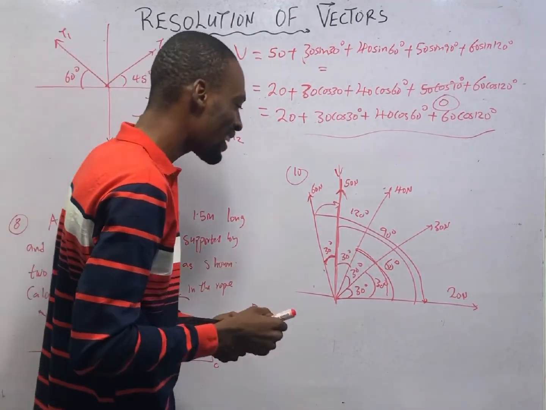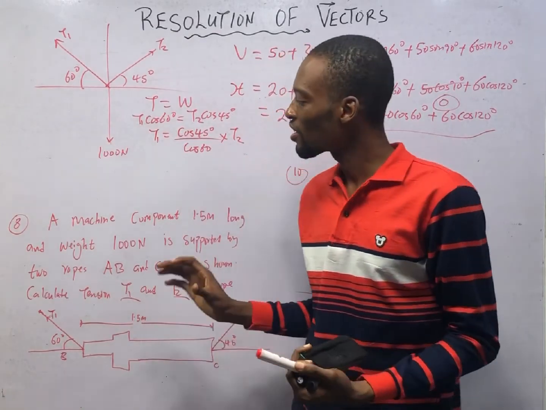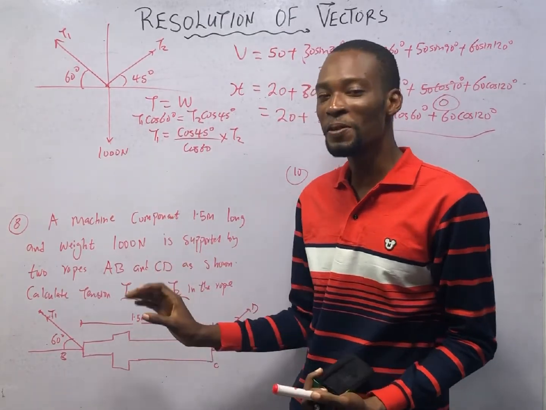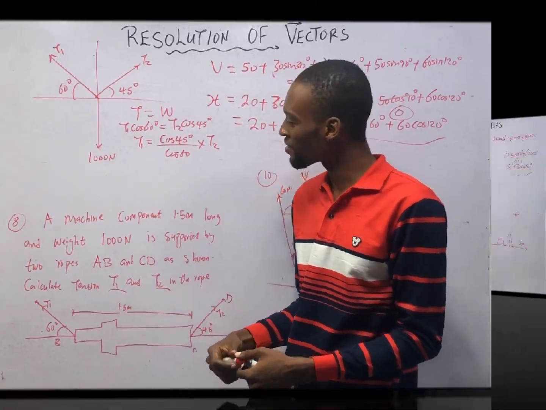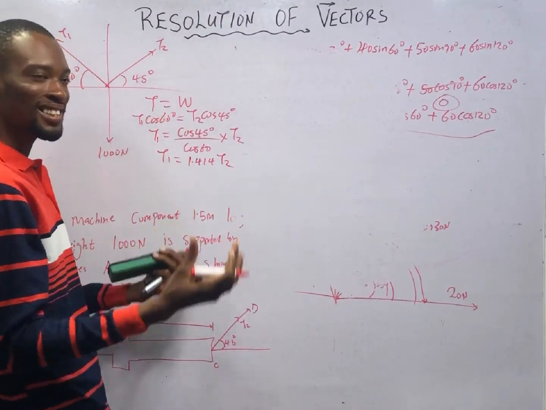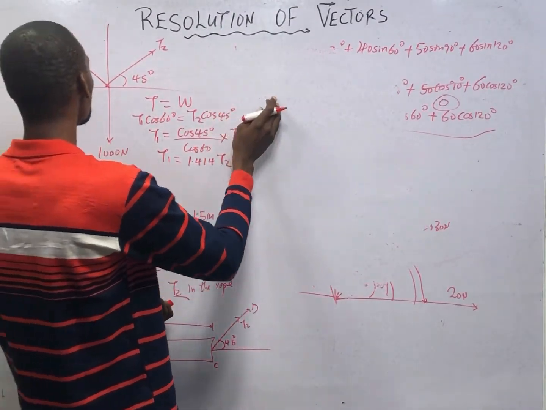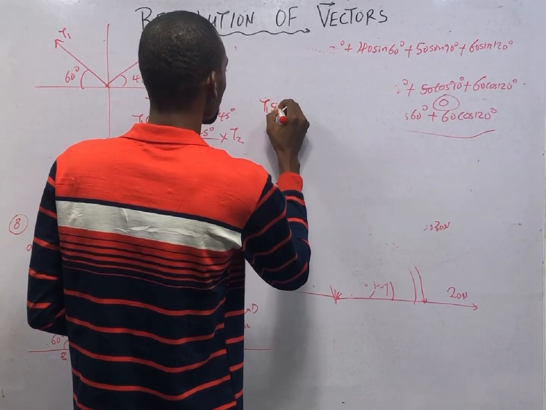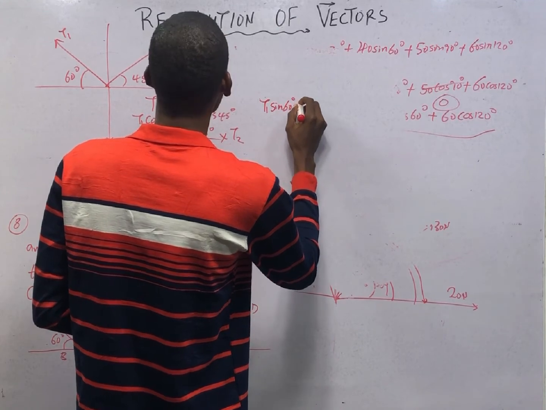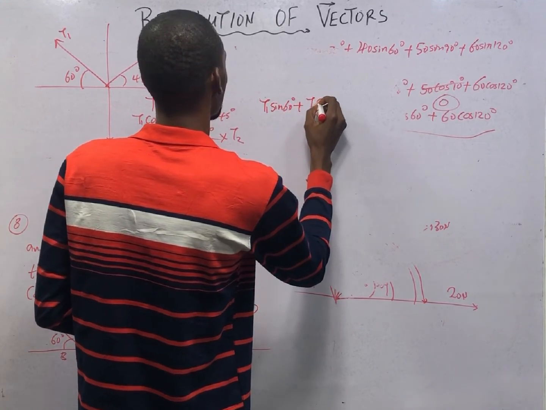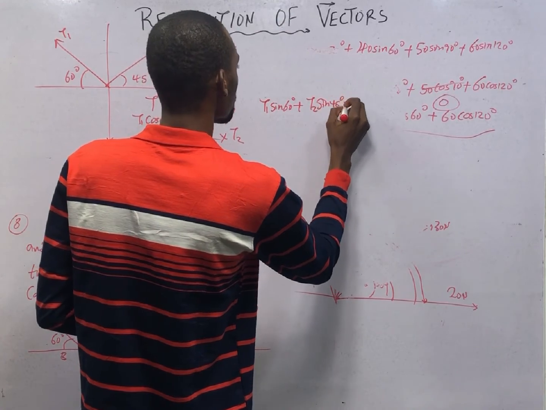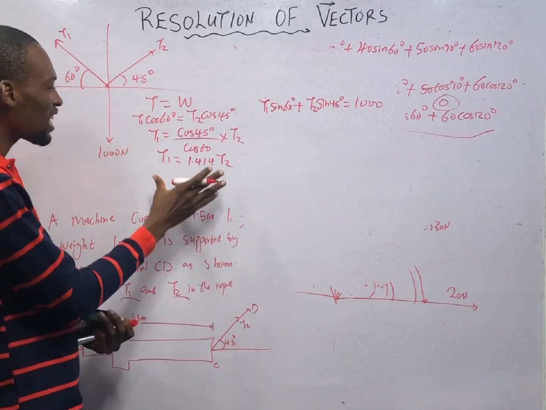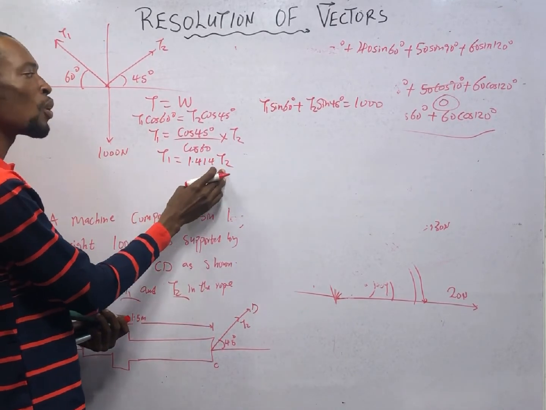And remember, earlier this class, I said I'll be solving questions from simple to advanced questions. So if this part of it is becoming somehow difficult to you, know that it is for advanced learners. Weight is equal to tension. So for the vertical resolution, T1 sine 60 degrees plus T2 sine 45 degrees is equal to 1000. So the tension is equal to the weight. And we already have T1 to be 1.414 T2.